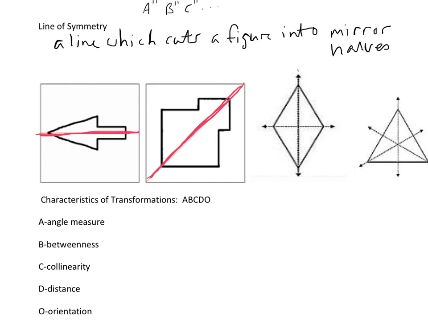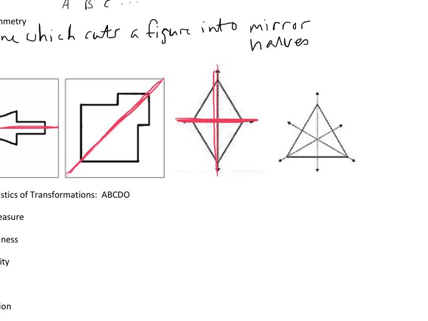Sometimes you have more than one. Here's a vertical line of symmetry and a horizontal line of symmetry. And here you have an equilateral triangle where you have more than two even. Again, key point being you create mirror halves.